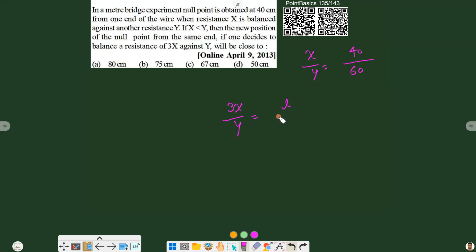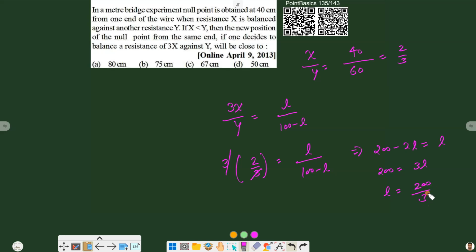Suppose it balances at length L, so it will be on the lower side. In the denominator we will have 100 minus L. Now X by Y we know is 2 by 3. So 3 into X by Y is 3 into 2 by 3, and it is equal to L by (100 minus L). So the 3 gets cancelled, and we have 200 minus 2L is equal to L, or 200 is equal to 3L. From this, L is 200 by 3, or 66.6 centimeter, and the nearest answer is 67 centimeter. Moving to the next one.